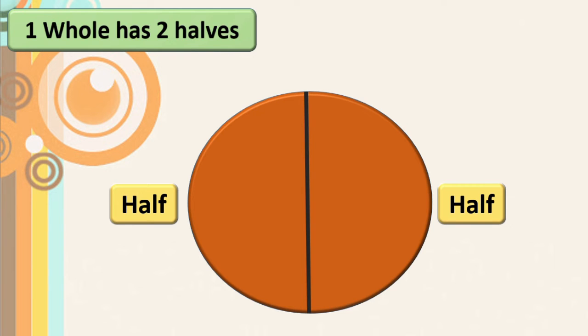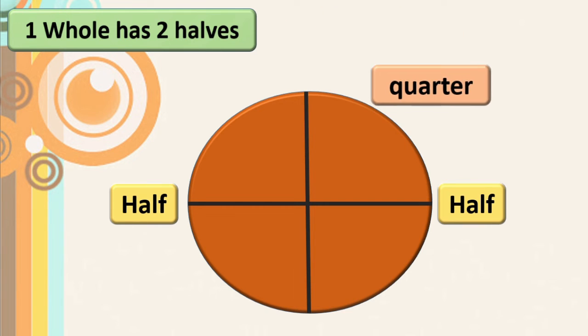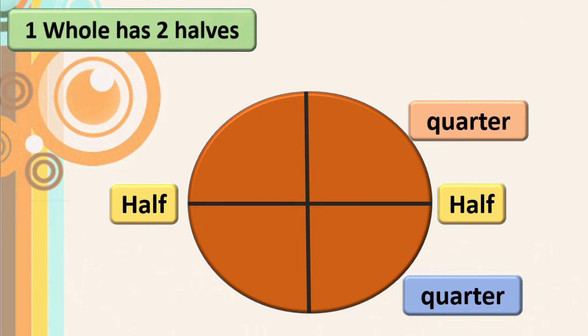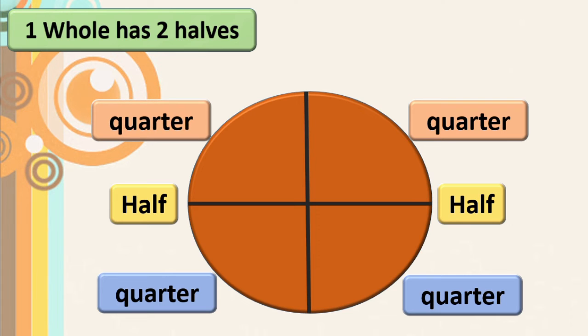Okay, now the same circle we will cut into 2 more parts. See here, half we have cut again into 2 parts. Both the halves we have cut into 2 parts. Now we got 4 parts which are exactly the same in shape and size. Then they are called a quarter. This is 1st quarter, this is 2nd quarter, this is 3rd quarter, this is 4th quarter.